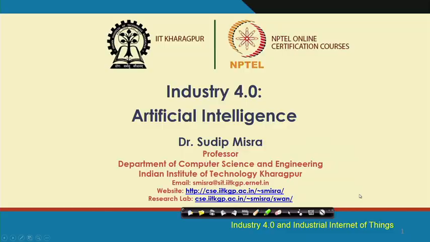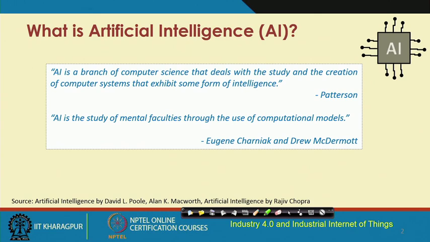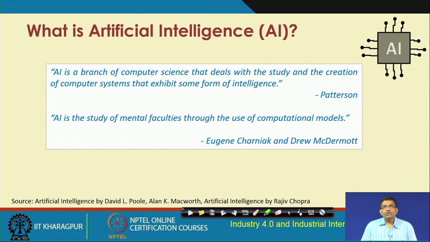So, what is AI? Artificial intelligence. There are different viewpoints of what AI is. It is quite broadly scoped, and there are multiple definitions to describe what artificial intelligence is. As per one of the definitions by Patterson, AI is a branch of computer science that deals with the study and the creation of computer systems that exhibit some form of intelligence. So, we are talking about computer systems exhibiting some form of intelligence, which is very similar to the natural intelligence of human beings. Striving to build systems which can intelligently think and behave like human beings is what one of the definitions of artificial intelligence says.